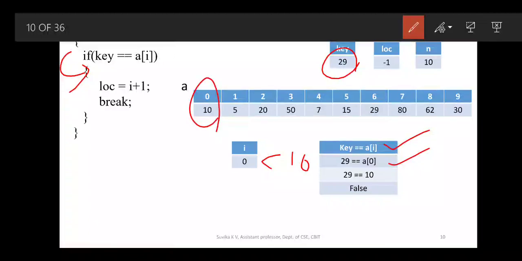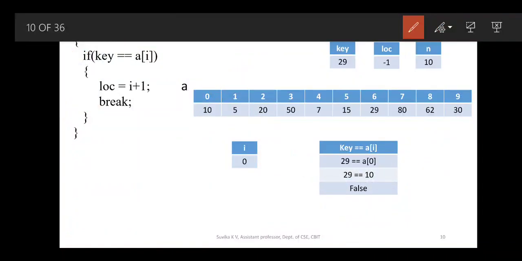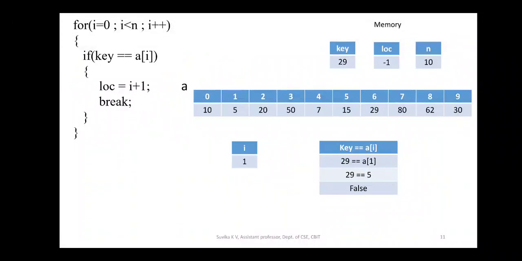Is 29 equal to 10? No, right? It is false. This if condition became false, so it will not enter inside, so it will go back to the for loop. And now I will become what? First it was 0, so now it will become 1.